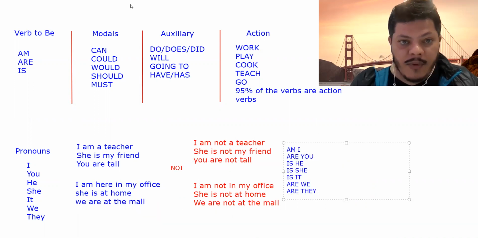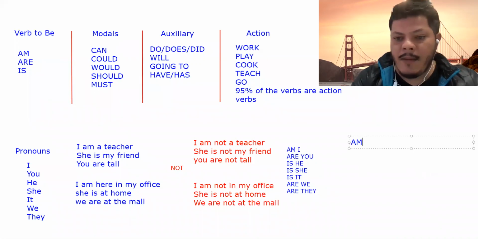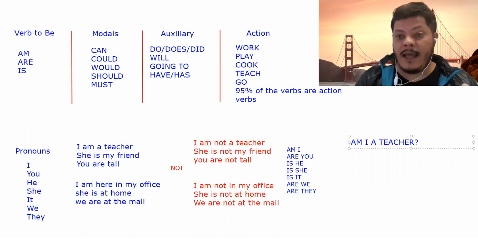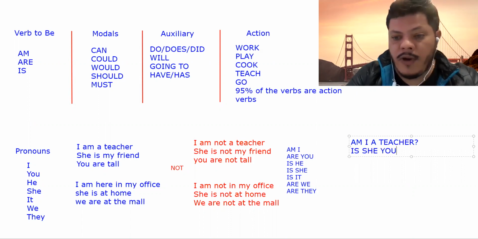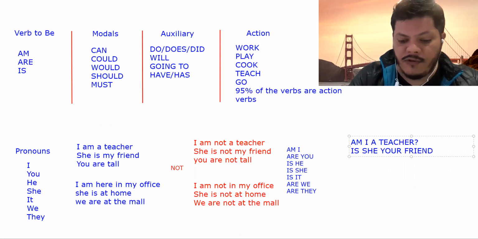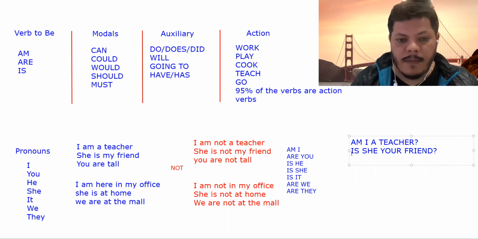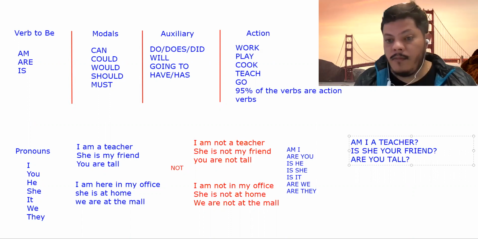So what's going to happen if I have to ask a question using the verb to be? I would say, am I a teacher? Look at it. Am I a teacher? Because I changed the position. Here, the same thing. Is she your friend, for example? I'm asking you this question. Is she your friend? Are you tall?